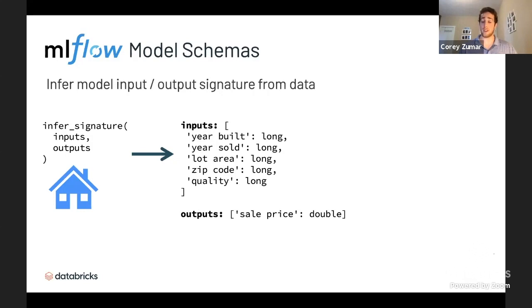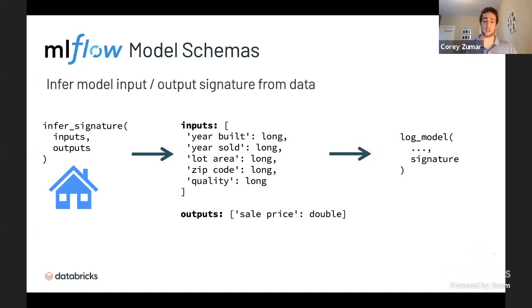We see we have the year a home was built and the year it was sold, the square footage, zip code, and a more subjective measurement of quality. In terms of outputs, we have the sale price, as expected, with data type double. Once you've obtained a signature from your training or sample data, you can then seamlessly associate it with your MLflow model by passing that signature into the log model API calls that you're already making.